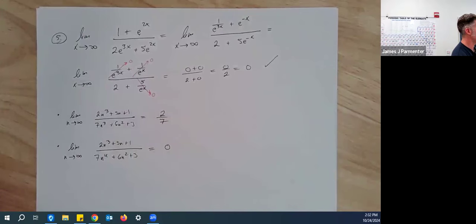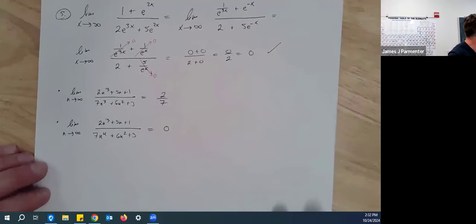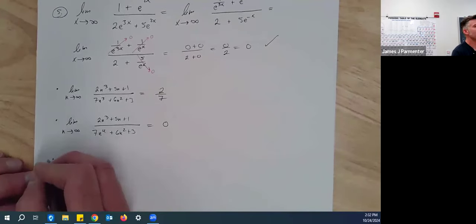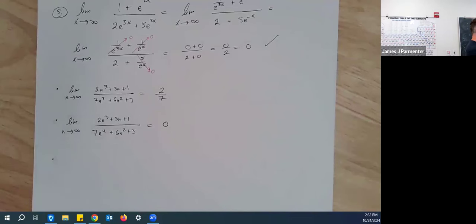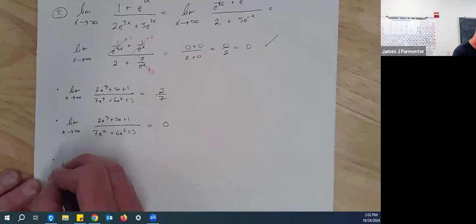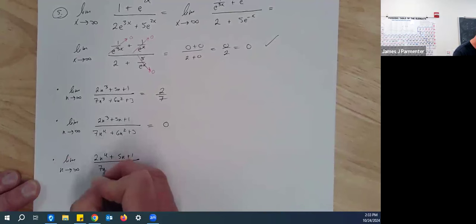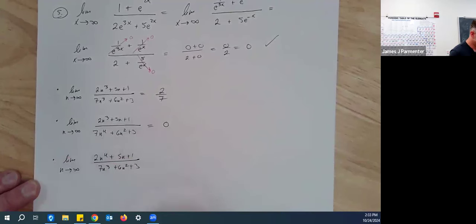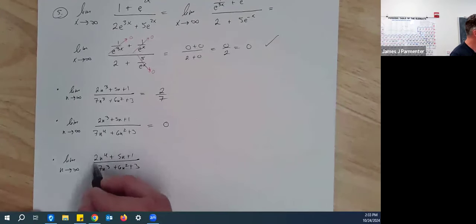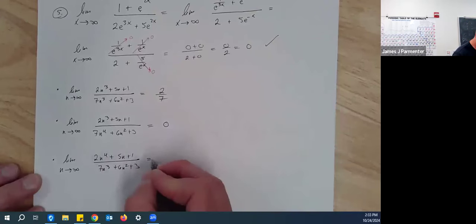And again, you can see that really by dividing everything by n to the 4th. And then the top will end up being 0, and the bottom will end up being 7. And 0 divided by 7 is 0. Finally, and this is the one where, unfortunately, the rule isn't always going to be this, because it depends on the signage. So if you have a higher power on top, like you had, say, 2n to the 4th plus 5n plus 1 over 7n cubed plus 6n squared plus 3, that limit's most of the time going to be infinity. But depending on the coefficients here, it could be negative infinity. So this is equal to infinity.